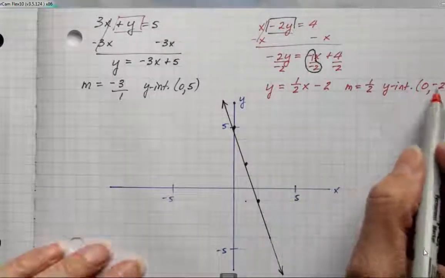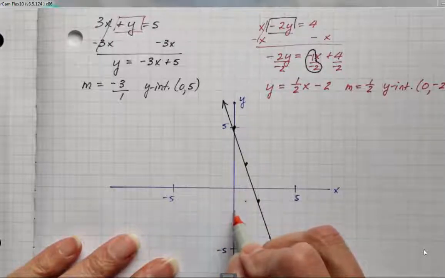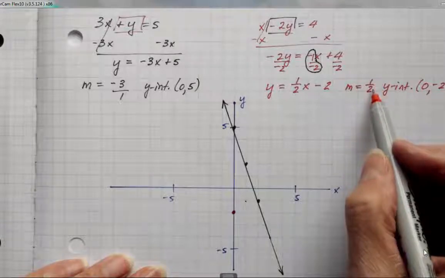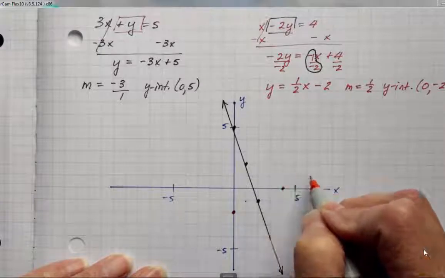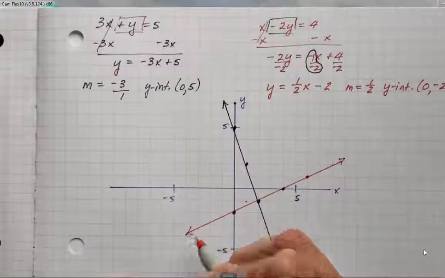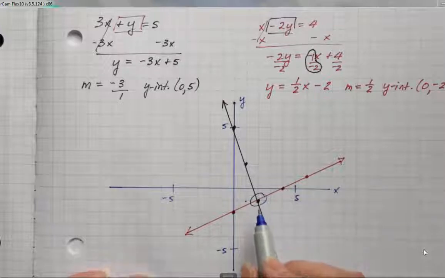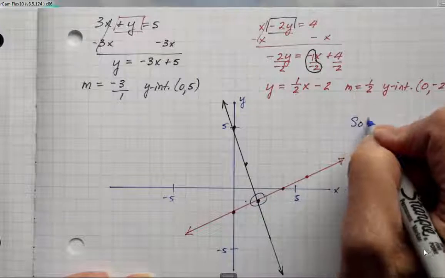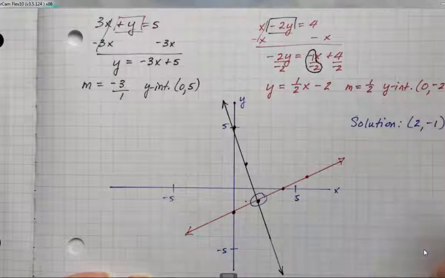My second line has a y-intercept of (0, negative 2), so that puts me down here. And my slope is up 1, to the right 2, up 1, to the right 2. And there's my second line. And using my straight edge again, I see that I have a point of intersection right here. And that point of intersection looks like the point (2, negative 1). So my solution is the point (2, negative 1).